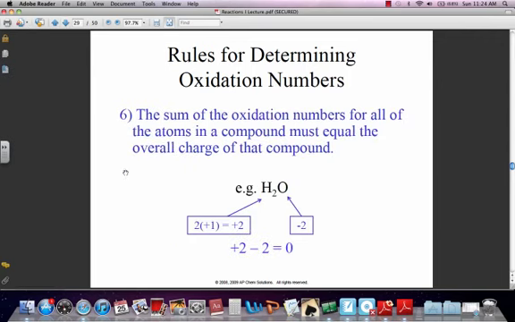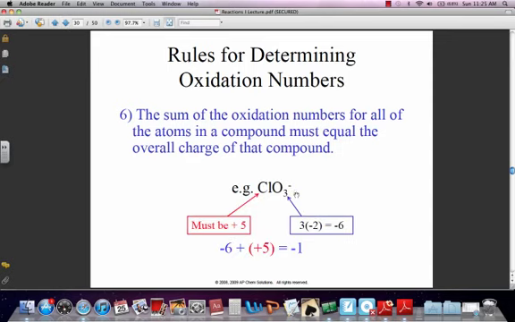The sum of the oxidation numbers for all the atoms in a compound must equal the overall charge. For example, water's overall charge is 0. So if oxygen is -2, hydrogen must be +1 since there's 2 of them. That's a total combined charge of +2 to this -2, which equals 0.